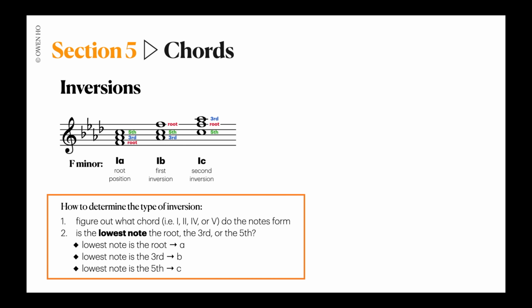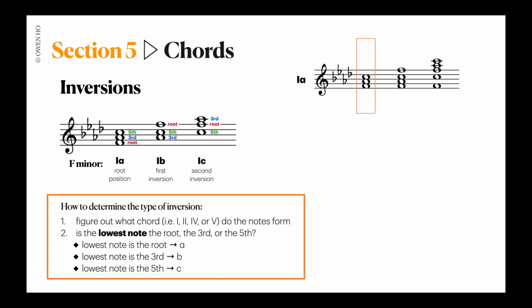One thing we should bear in mind is that apart from the lowest note, the other notes in the chord don't really affect the type of inversion. So for example, in a 1A chord, it can have 3 notes, the F, A flat, and C, but it can also have 4 notes, F, A flat, and C, and another F above, or they can also be more spread out across the space.